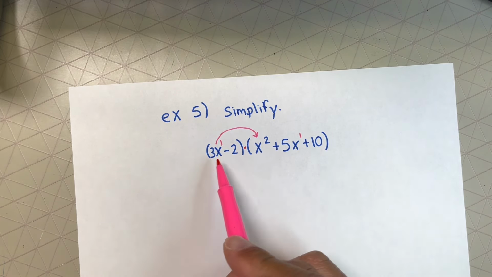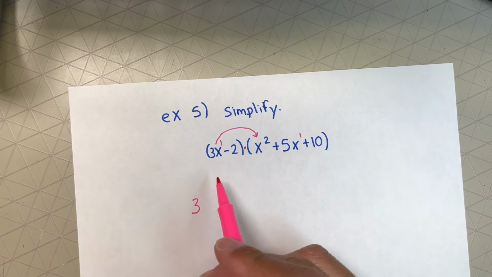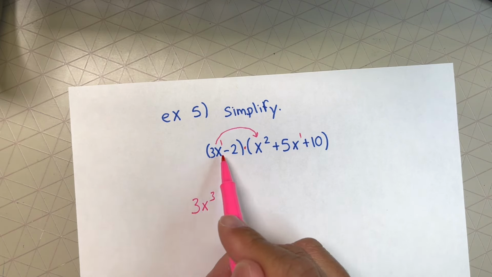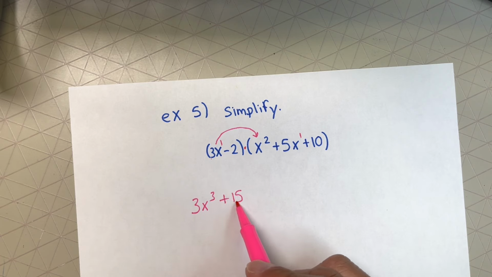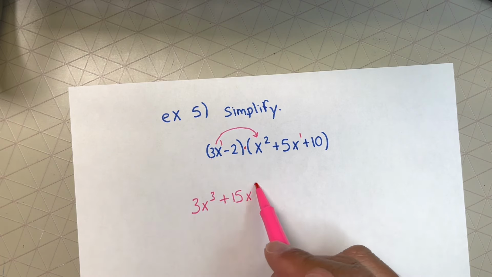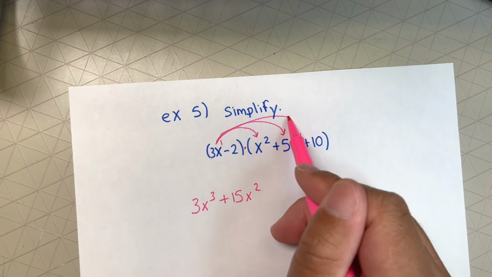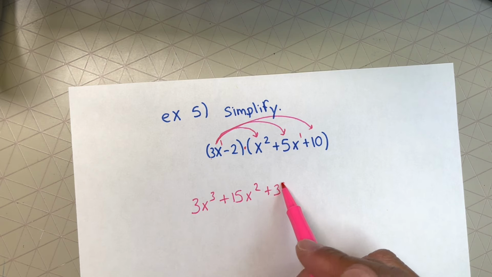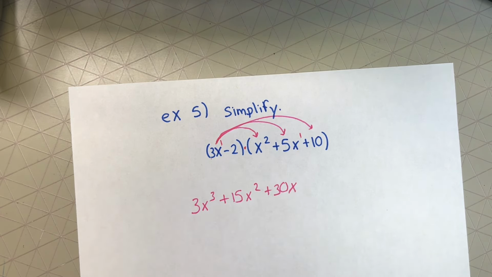3x times x squared, multiply numbers with numbers, variables, variables. 3 times no number is going to be 3. x1, x2 is x cubed. 3x times 5x, number with number, 3 times 5 is 15 positive. And x1 times x1 is x2. So that's my second term. My third term, I'm going to do 3x1 times 10. 3 times 10 is 30. And then x1 is by itself, so just drop down the x1, which you don't have to write x1, you can just write x.